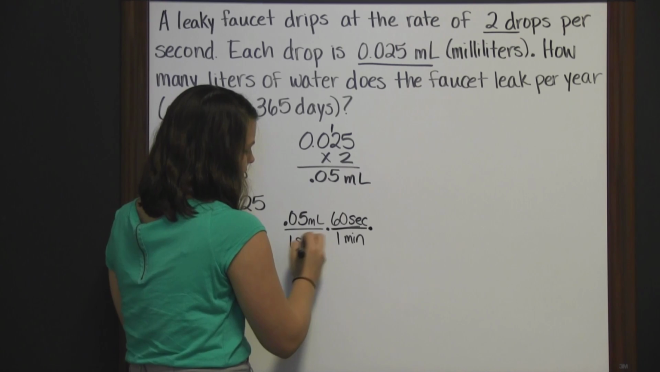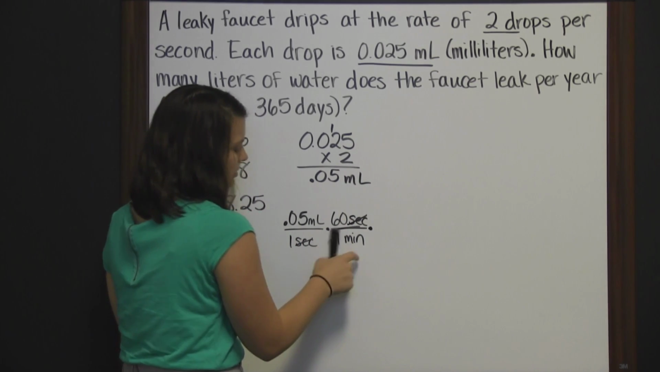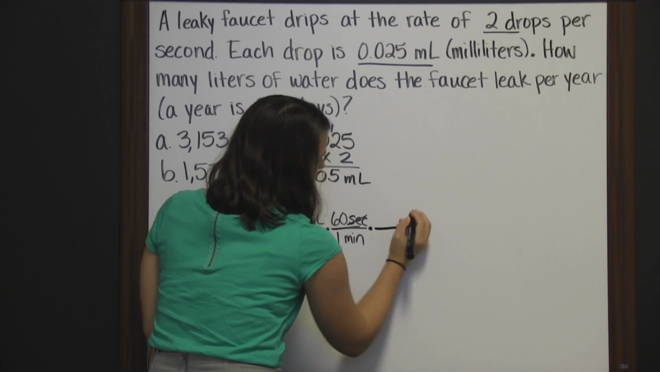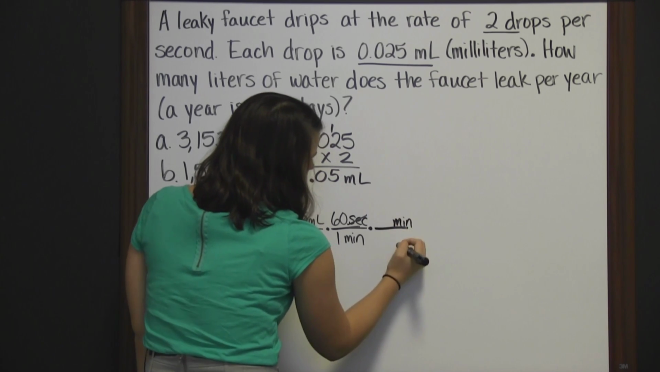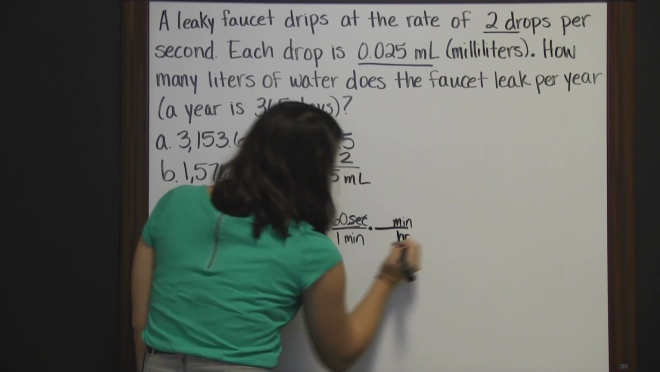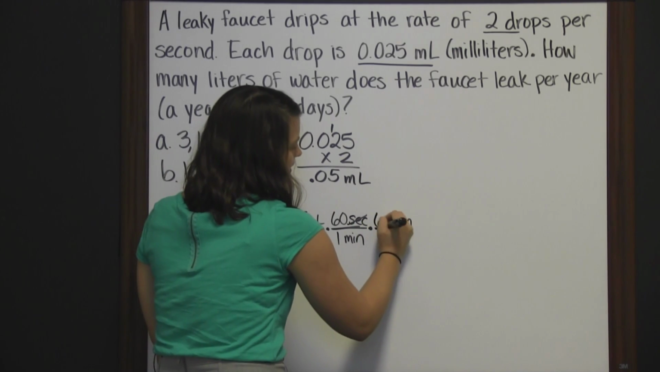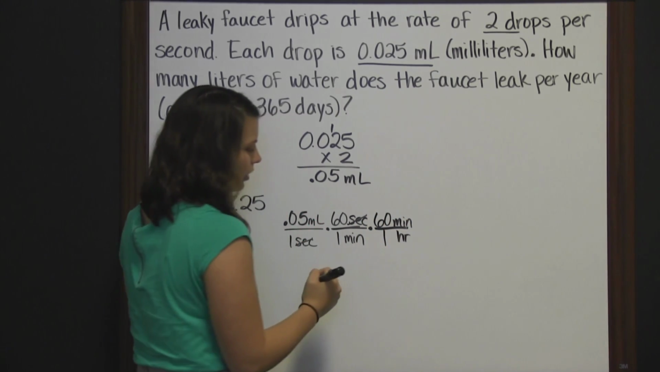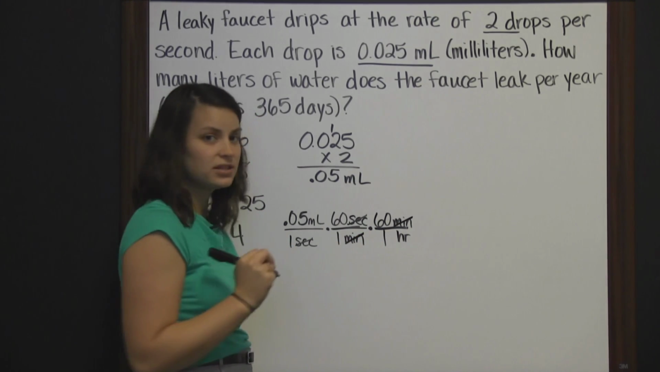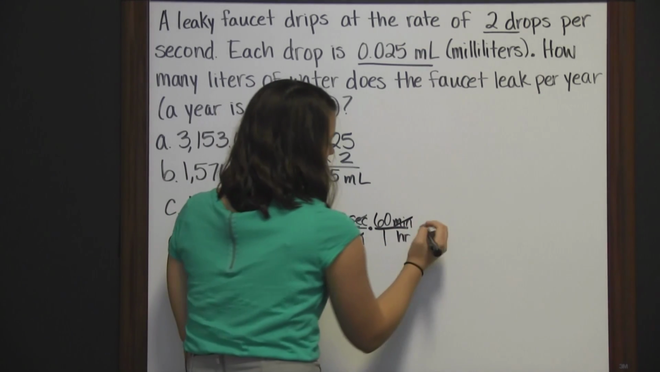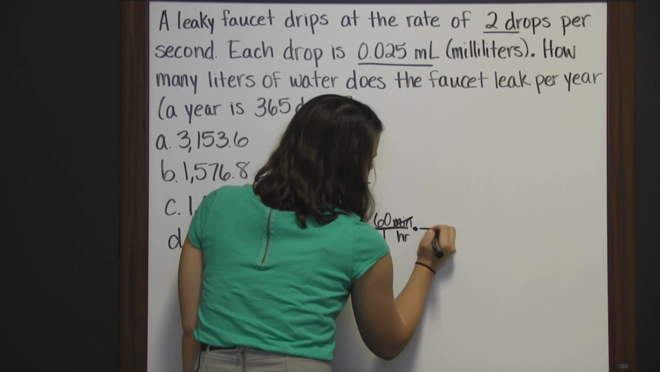So I'm going to continue on converting. So I've converted now from seconds to minutes. So now I need to do the same thing with minutes. So minutes in my numerator. And I'm going to convert minutes into hours. And I know that 60 minutes makes 1 hour. So now see, my minutes again are in those diagonal positions, so I can cross cancel them.